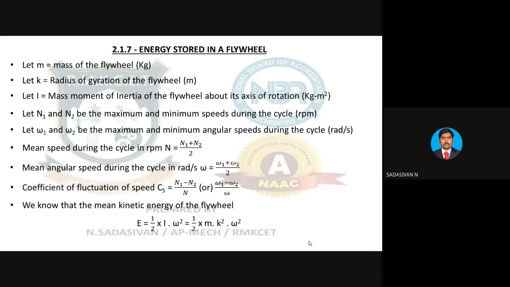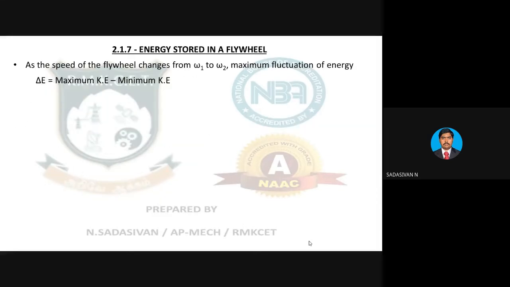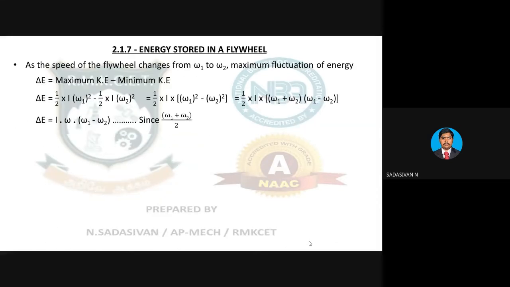Energy stored is equal to kinetic energy. In rotation, what is kinetic energy? Half mv square is kinetic energy for a moving object; for a rotating object it is half I omega square. I is inertia, omega is angular velocity. So I'm splitting this I as mk square. Okay, so finally, we will get a formula.